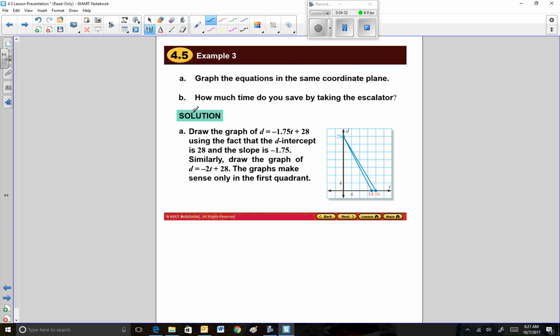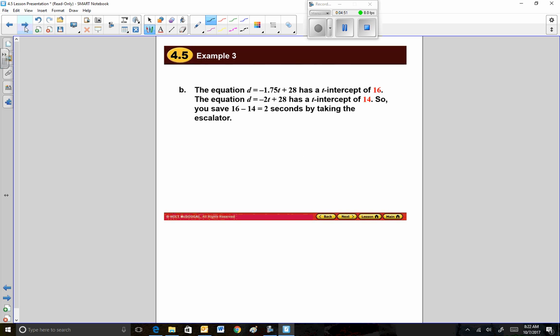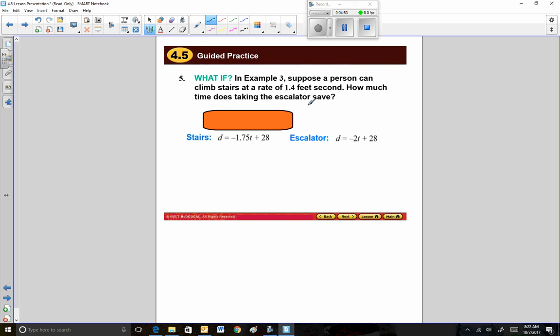So let's go back one more time and take a look at this. 14 seconds on the escalator, 16 seconds when you do the stairs yourself by walking them. So the difference is 2 seconds. So you save 2 seconds if you take the escalator. How do you know that? You graph the 2 lines and you look at the difference of where they land for their time. All right. Here you go.